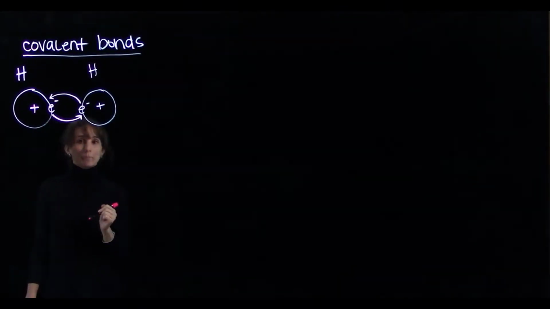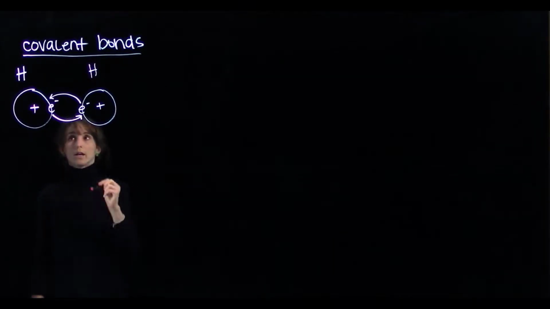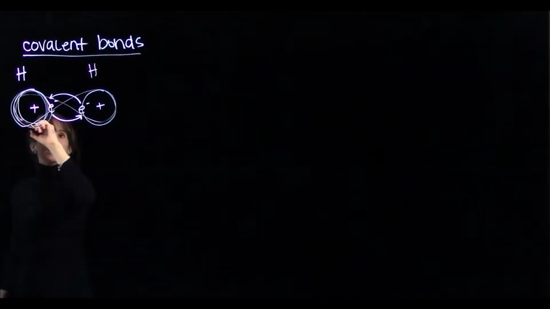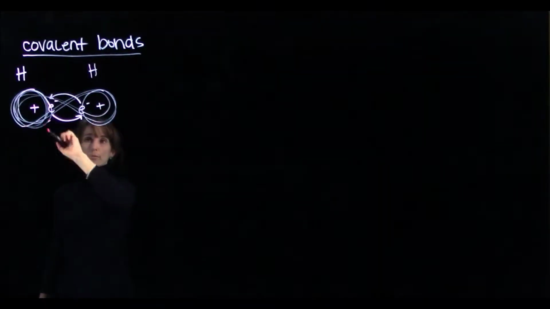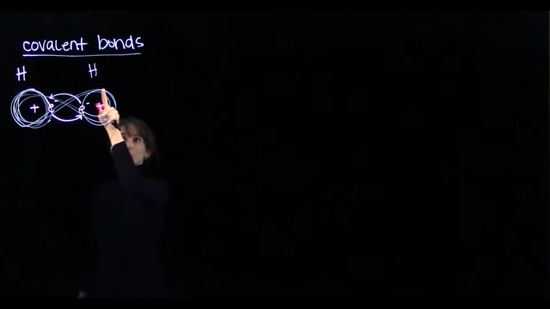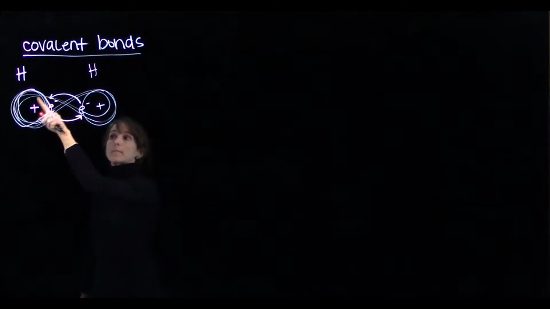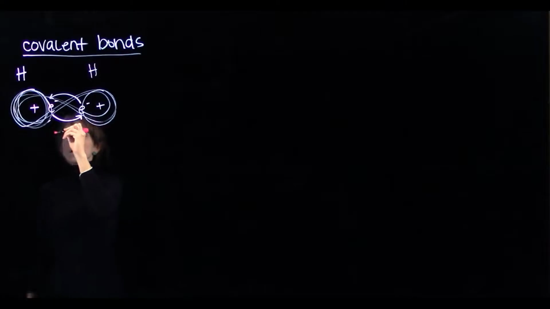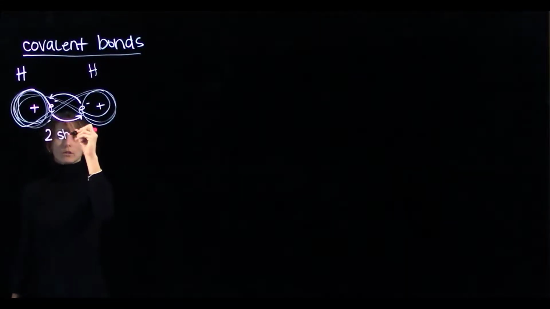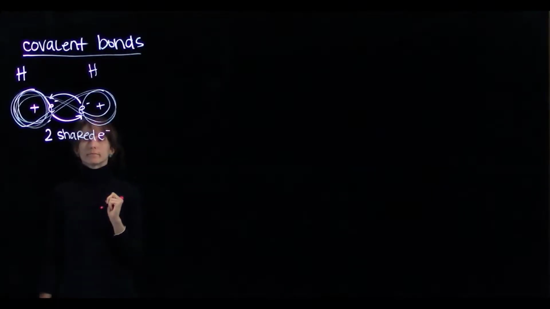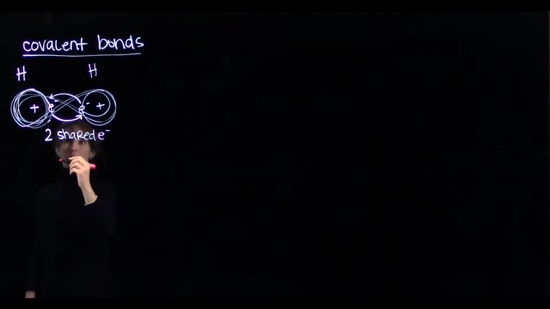return. Keep in mind that electrons are always moving. So this electron now is not just orbiting around one atom, it's going back and forth, being shared between both. The same is true of this electron. It is now no longer just orbiting one hydrogen, it's going back and forth between the two. That is a covalent bond. We have 2 shared electrons that are going to bind these 2 hydrogen atoms together.